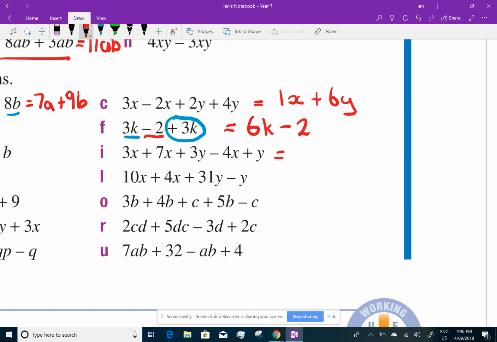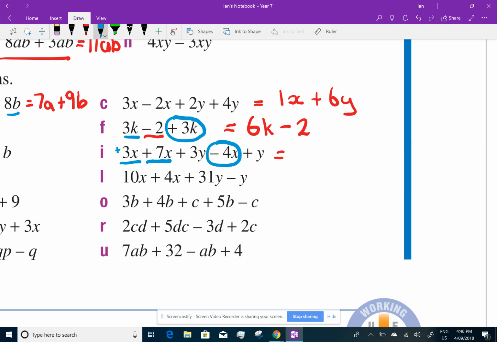Okay, let's look at this one. I've got X's and I've got Y's. Let's just have a look at the X's first. I've got 3X. Now, there's actually a plus in front of that, but we don't write it. I've got plus 3X. I've got plus 7X. Be careful. This is minus 4X.